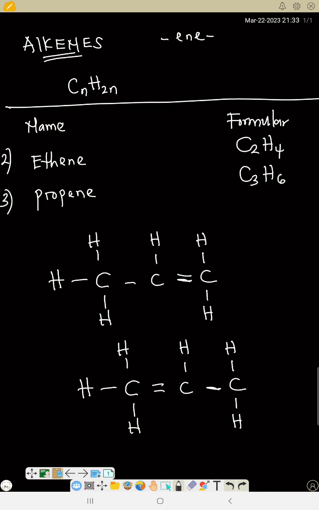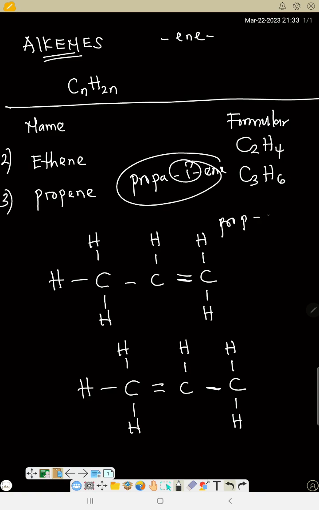Now if we want to name it normally, this is propene, so this will be propan-1-ene. Later I will still explain something, but the 1 is invisible, so it's better you just say propene. So prop-1-ene. That's how you should have it.